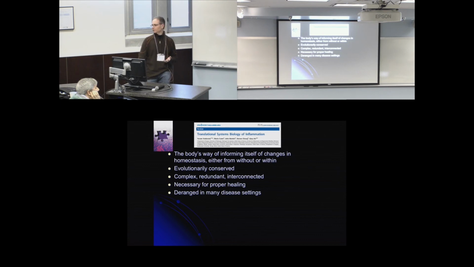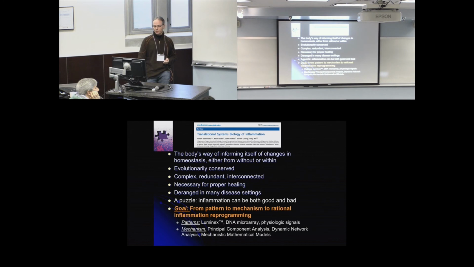Now, the reason that a lot of money, time, and effort is spent on making anti-inflammatory drugs and therapies is because inflammation is deranged and goes bad in many disease settings. And so it's a puzzle, because inflammation could be either good or bad, or both, depending on the time of day or the particular phase of a disease, or this patient versus that patient. And so our goal is to try to go from some sort of understanding or examination of dynamic patterns of what's going on with regard to inflammation, to try to use modeling to figure out mechanism, and then to go forward from there to modulate inflammation in a rational fashion where you'd preserve the good parts of inflammation while minimizing the harmful parts.